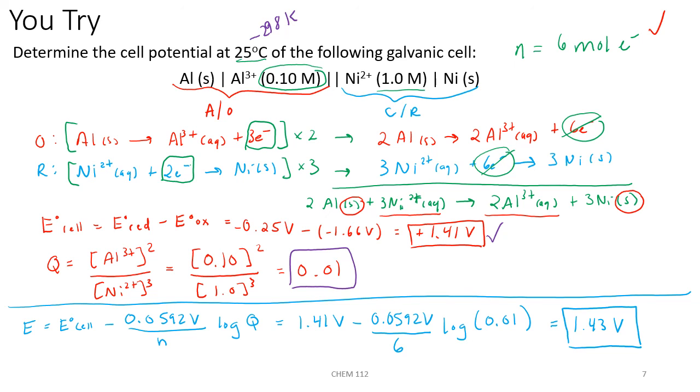So notice in this example the closeness between these two values, the standard cell voltage and the non-standard cell voltage. Well, that's because the nickel was at standard state conditions, 1 molar, and the aluminum was the only thing that was a little bit different. Even the temperature was considered standard state temperature because it was at 25 degrees Celsius. So that's why those values are so close in this case. They're both positive, so the reaction is spontaneous.